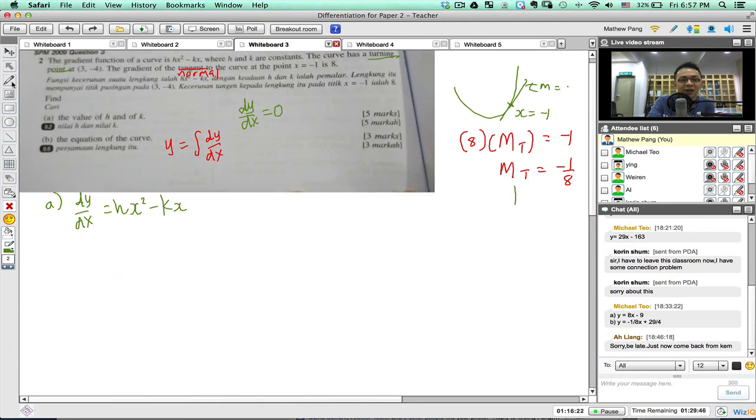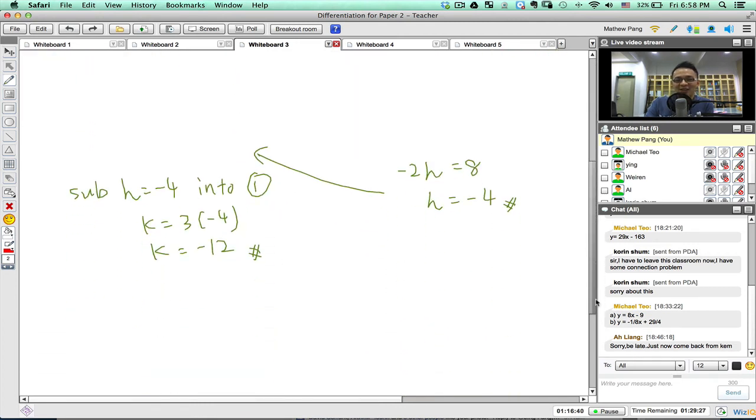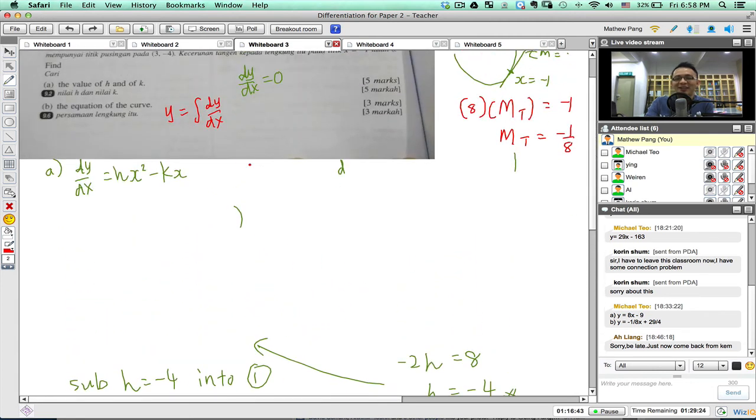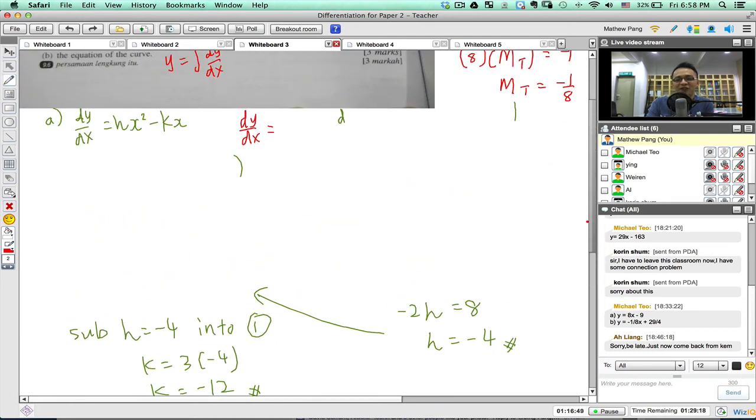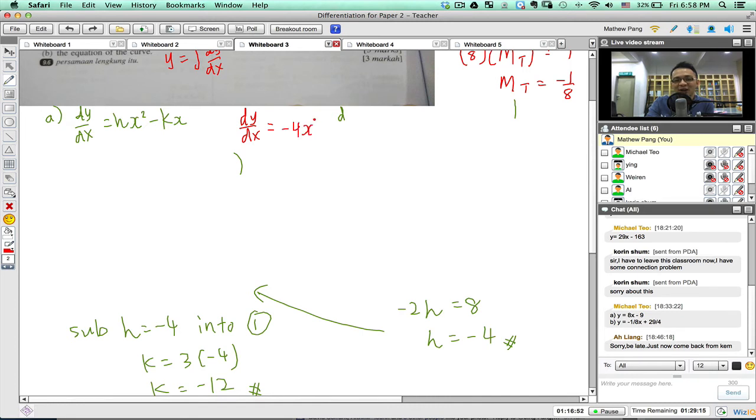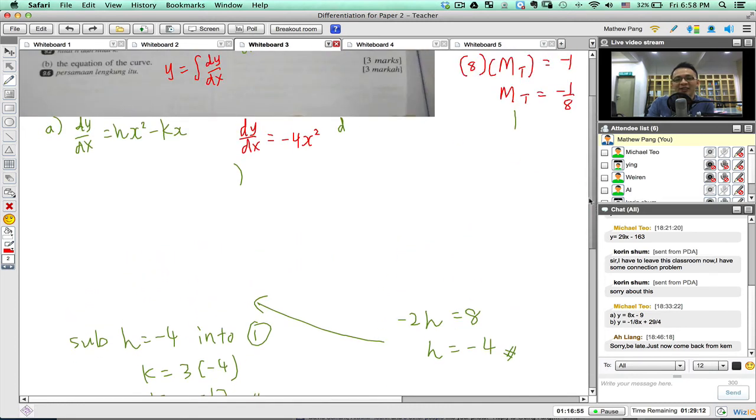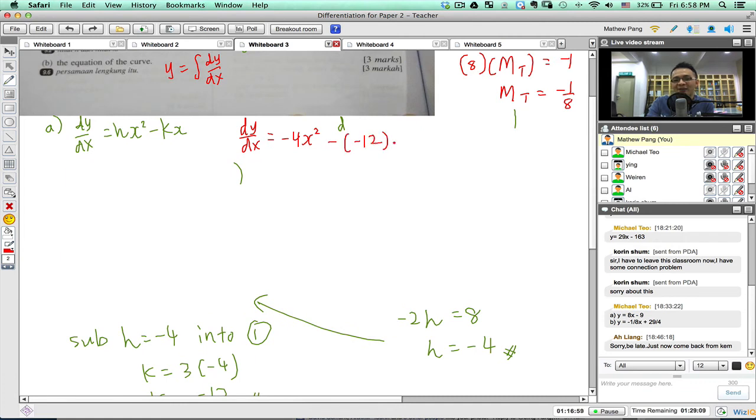So the first thing coming to my mind is, I need to get y, so I need to integrate. Why is my h and k gone just now? It's okay, I just undo back. I think it's over here. My h is negative 4 and my k is negative 12. Let me write it down. dy/dx is negative 4 x squared, and k is negative 12, so it will be minus negative 12x. So basically, you get negative 4x squared plus 12x. Alright, then now I can erase it.